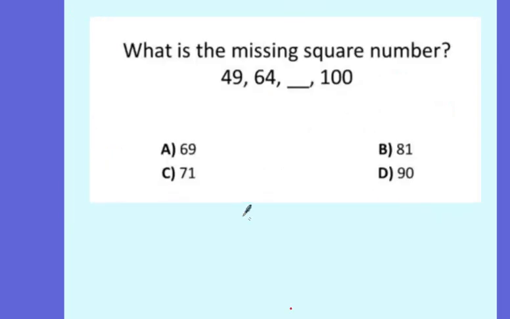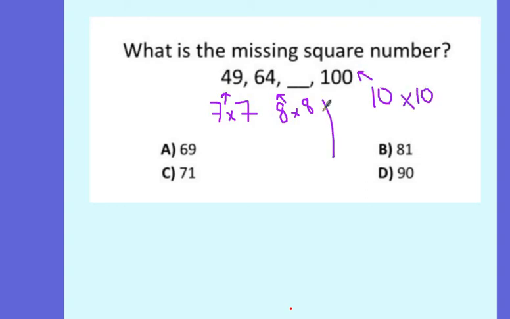Okay, some quick fire ABCD questions. I know you don't have ABCD cards, but please write down A, B, C or D in your light blue books. What is the missing square number? Right, let's work it out. 49 is 7 times 7. 64 is 8 times 8. 100 is 10 times 10. So my missing number must be 9 times 9, which is B, 81.